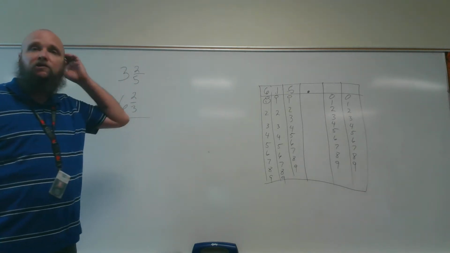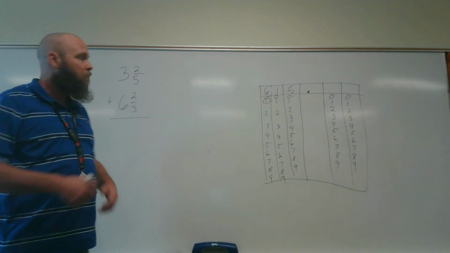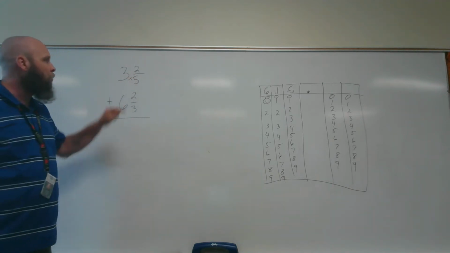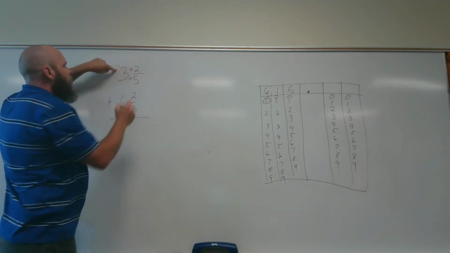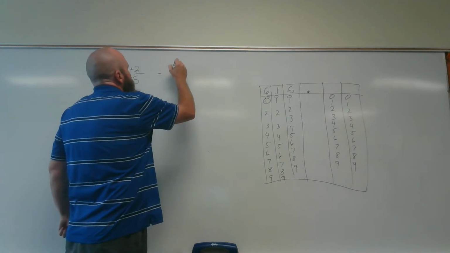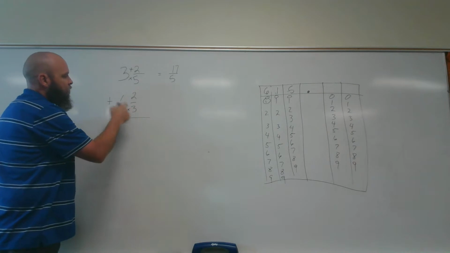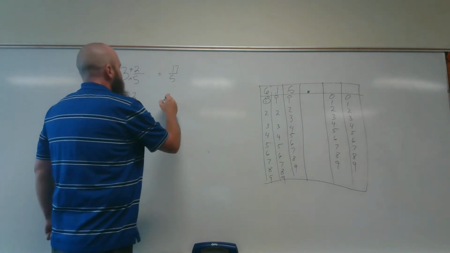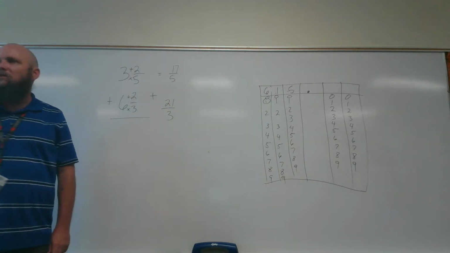So what I'm going to do is I'm going to change each of these to improper fractions first. And I do that by multiplying my denominator times my whole number. So 5 times 3 is 15, adding my numerator, which gives me 17. So this fraction becomes 17/5. Same thing here. 3 times 6 is 18, plus 2 is 20. And this is 20/3. It's an addition problem.